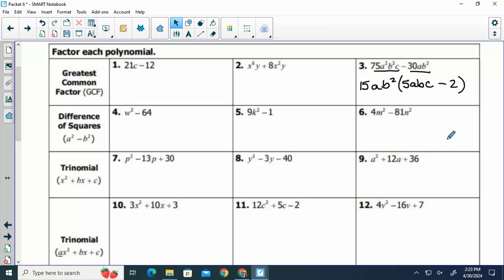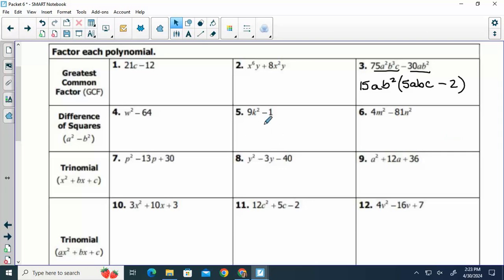If something can't be factored, what do we call it? Remember, there's a word, starts with a P. Prime. Something that cannot be factored is prime. Okay, greatest common factor is the first step.